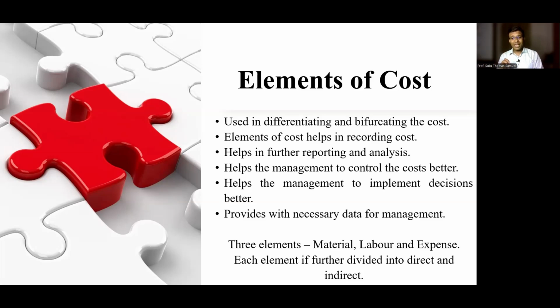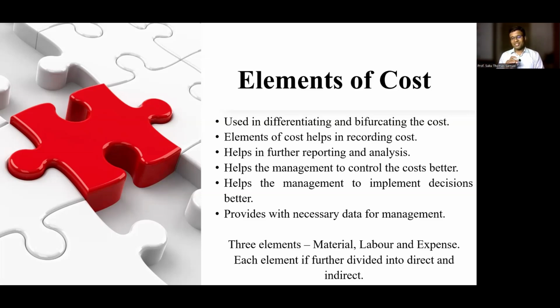Now, with the help of the elements of cost, the management would be able to go about controlling the cost in a better way. So once these costs get categorized into the various elements, it becomes a lot easier for the management to understand which element of cost they need to focus on. All the necessary data that is needed by the management gets supplied with the help of these three elements of cost. So once again, the three elements of cost are material, labor, and expenses.